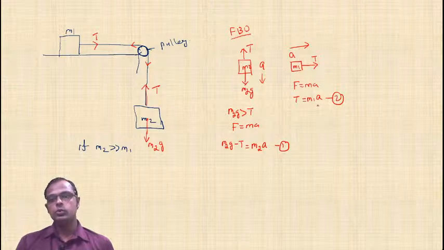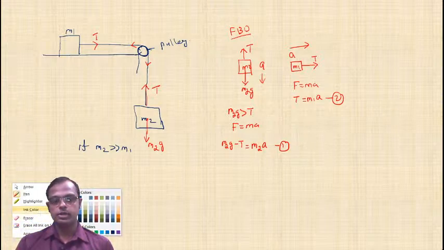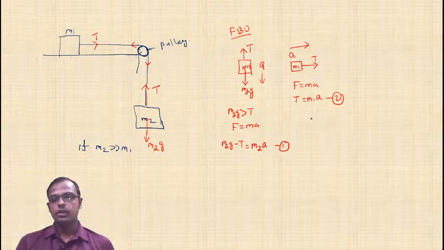So what is the second equation here? T is equal to m1a. Look at the two cases here. Two equations, I hope it is clear for you. Now what you have to do here? Equation number 1 plus equation number 2.